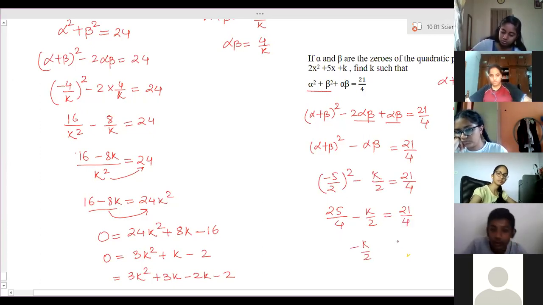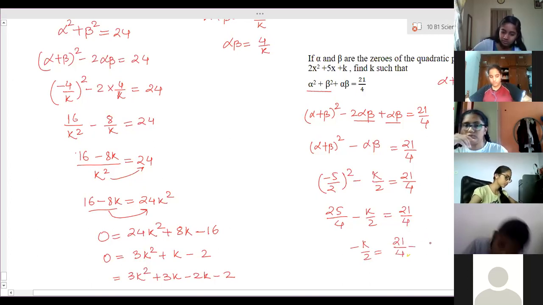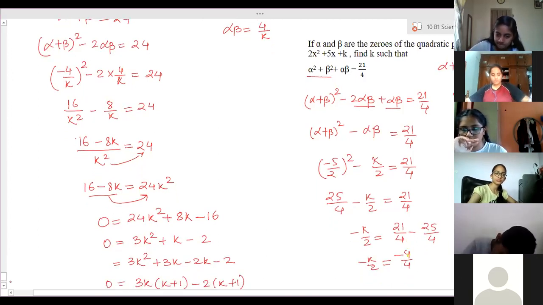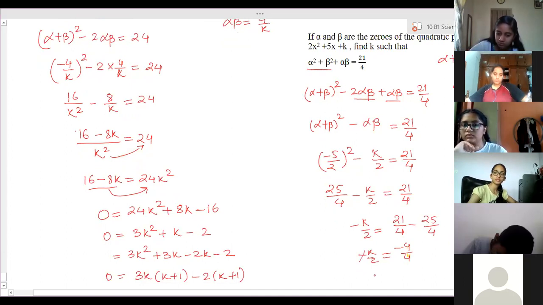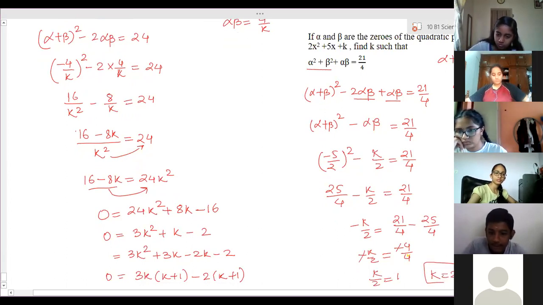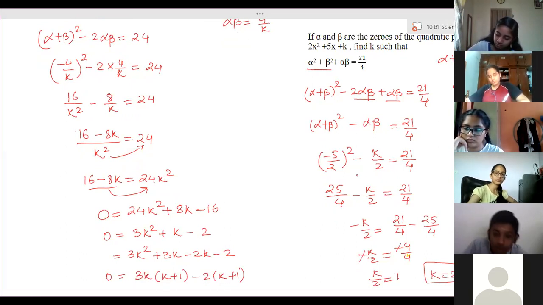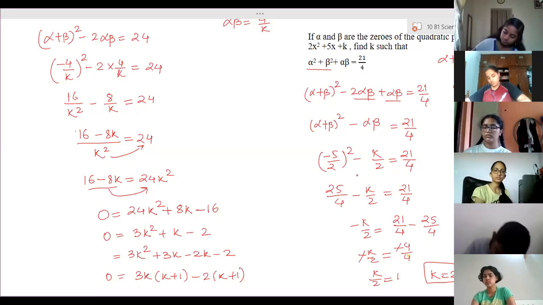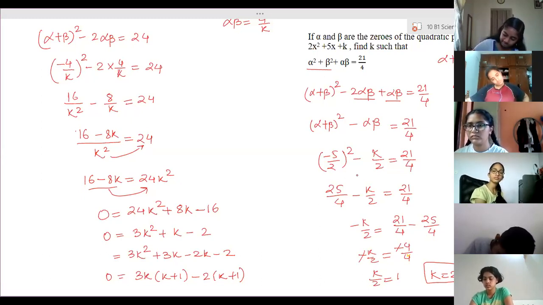Minus k by 2 is equal to 21 by 4 minus 25 by 4, that is equal to minus 4 by 4, which is minus 1. Minus sign cancels on both sides. K by 2 is equal to 1. So k is equal to 2. Clear? Yes, ma'am. Identity is very important. Now you are supposed to use identities in many places. Whatever identities you learned last year in the polynomial chapter, you have to apply everywhere.